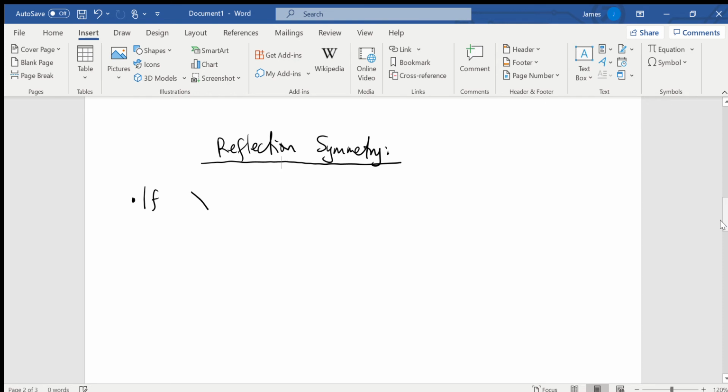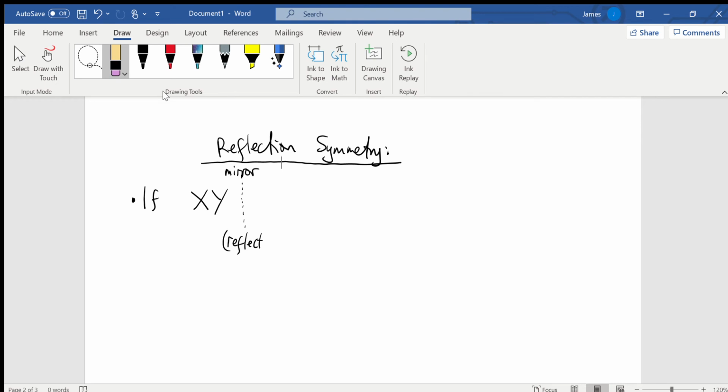If, let's say we have X and Y, and then let's say we have a mirror here. So let's call it, that dashed line is a mirror. And what does a mirror do? It reflects, hence reflection. I'll just put singular for reasons that will become obvious in a second, not reflects, reflect. Well, if you reflect X and Y in a mirror, you should get Y and X. And I'm not going to bother drawing the Y backwards.